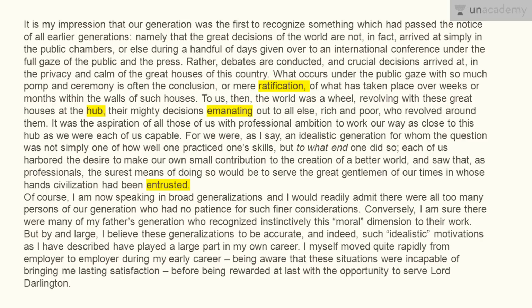For we were, as I say, an idealistic generation, for whom the question was not simply one of how well one practiced one's skills, but to what end one did so. Each of us harbored the desire to make our own small contribution to the creation of a better world, and saw that, as professionals, the surest means of doing so would be to serve the great gentlemen of our times, in whose hands civilization had been entrusted.